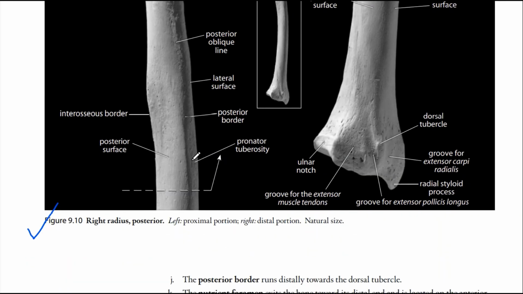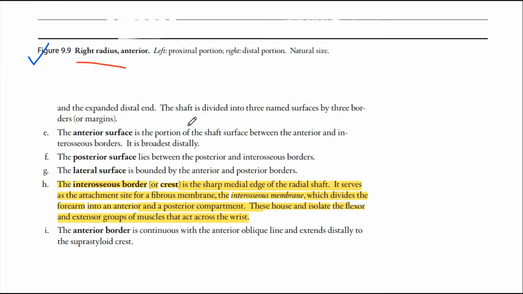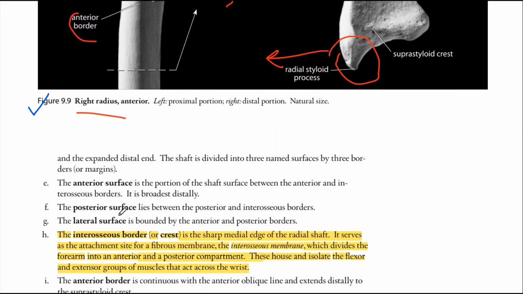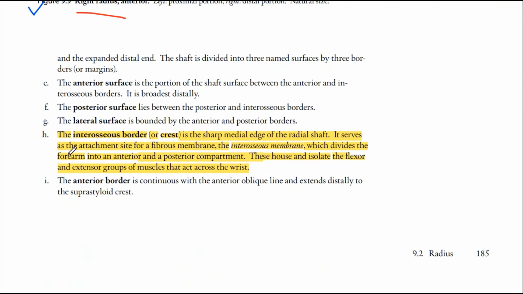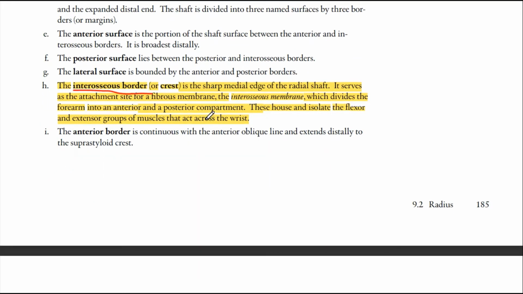Okay, so that distinction could be easily made, like when you touch a bone, that pointed oblique line could be easily marked using your thumb. So that is a clear distinction of the posterior and the anterior side. Okay, not going into detail with every surface of the shaft. Next is the interosseous border or the crest.